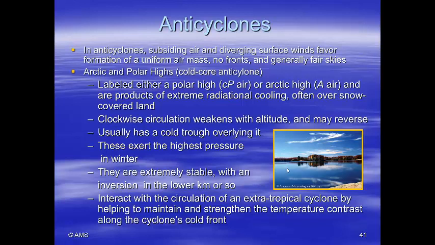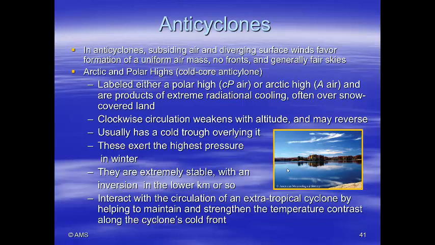In an anticyclone, subsiding air and diverging surface winds favor formation of a uniform air mass and no fronts, with generally fair skies. So we have the Arctic and polar highs. These are cold core anticyclones, and they're labeled either as a polar high, so a continental polar, or an Arctic high, and are products of extreme radiational cooling, often over snow-covered land.